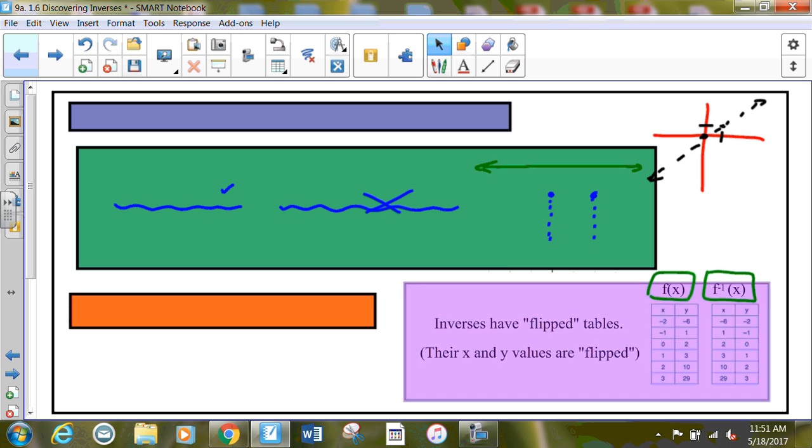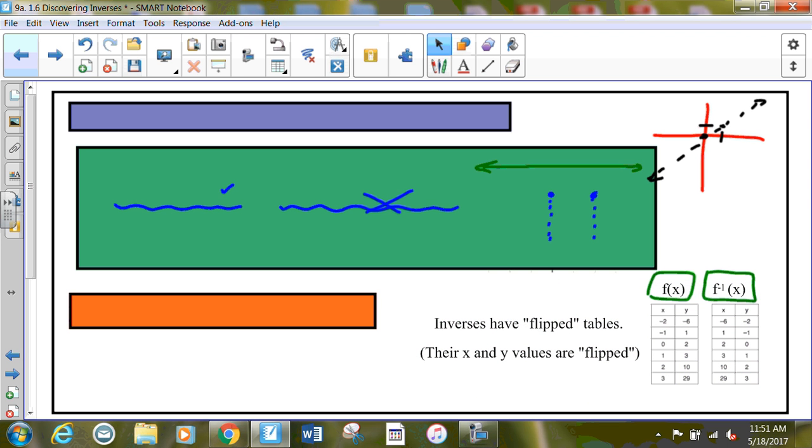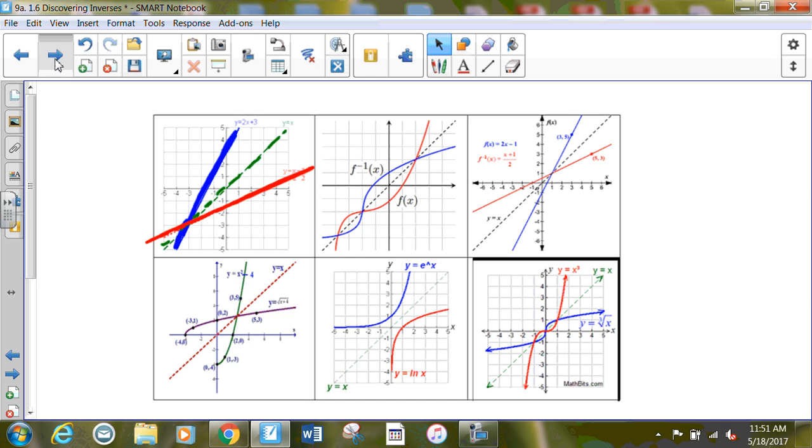When we were looking at the table, we noticed that for the function that we were given, the x values and the y values are such that when we look at the inverse, those are flipped, right? The x values become the y values, and the y values become the x values. So that gives us the hint of what to do with an equation.